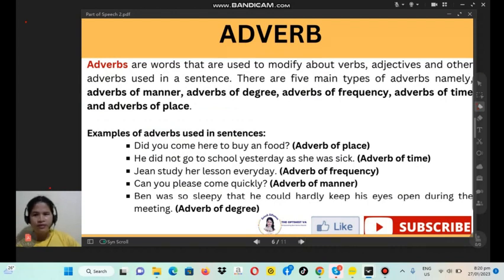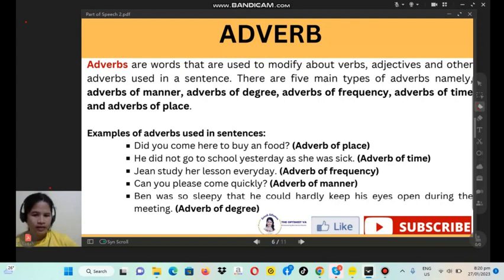Next is adverbs. So what are adverbs? Adverbs are words that are used to modify verbs, adjectives, and other adverbs in the sentence. There are five main types of adverbs, namely the adverbs of manner, degree, frequency, time, and place. Examples of adverbs used in sentences: Did you come home here to buy food?